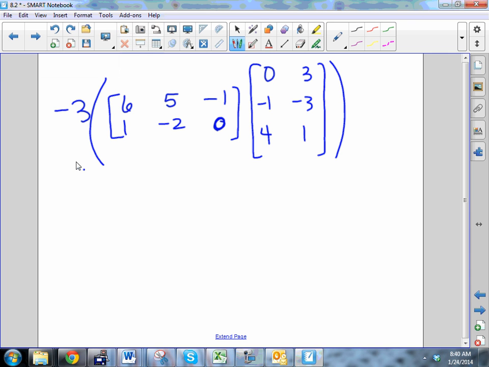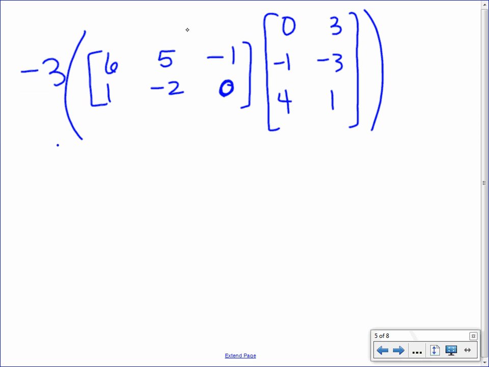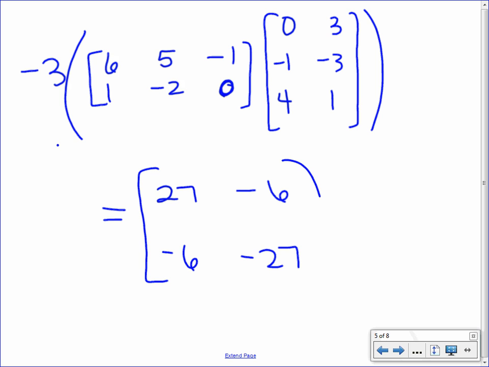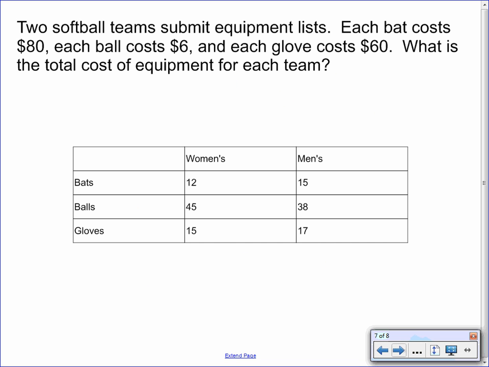Okay, so for the people watching at home, what was our answer? 27, -6. -6, -27. Is that right? Yep. All right. Check in your calculator and it should be good. All right, last problem.